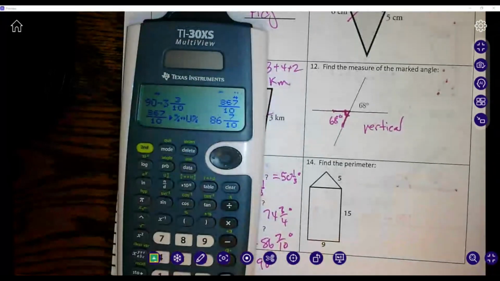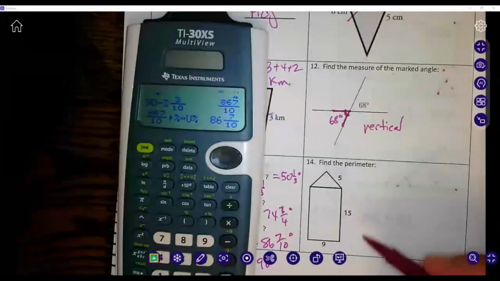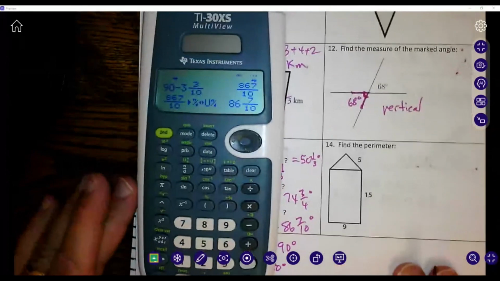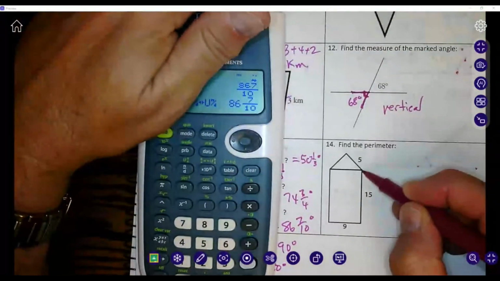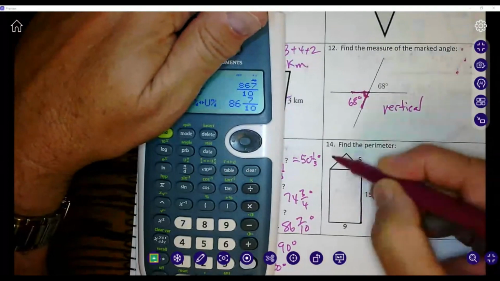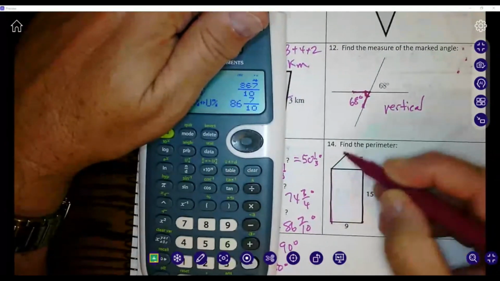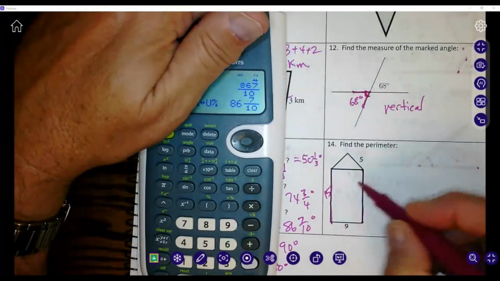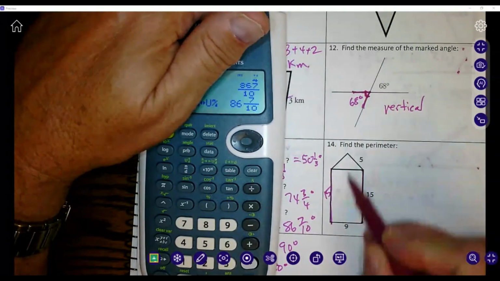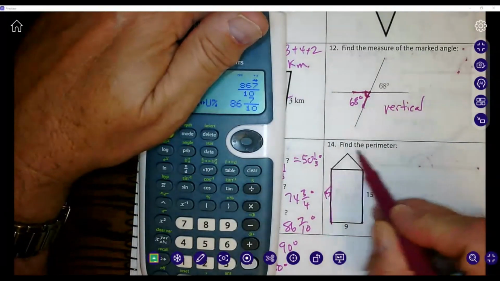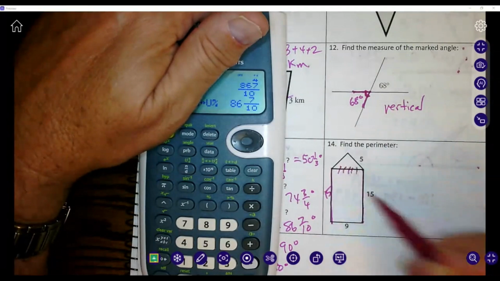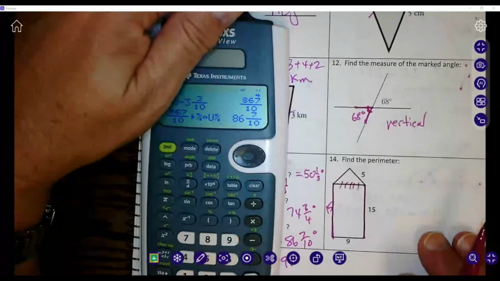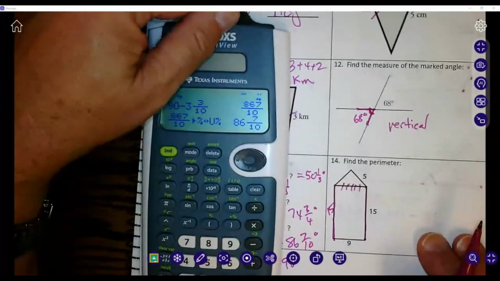All right, we have a few more. Here they want us to find the perimeter, but they have not given us all of the sides. So we have to use what we know. So this side is the same length as this side. So this would be 15 over here. Now, this side looks like it would be 9, but it's not part of the outside, so we don't include that side. You have to be careful with some of these shapes. Sometimes they'll throw in a side that's not needed.